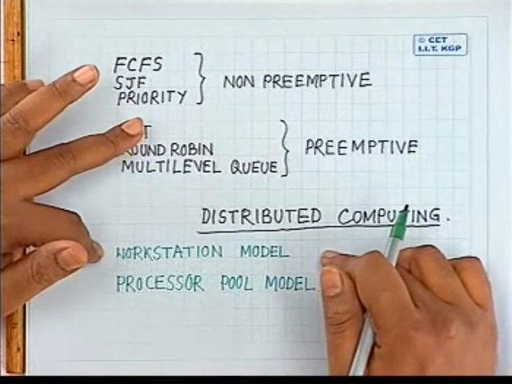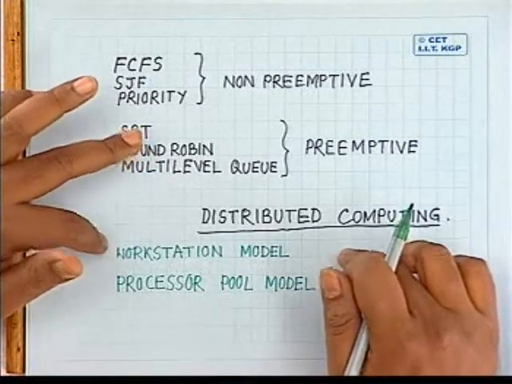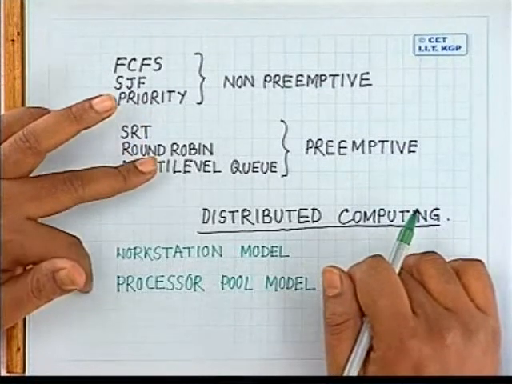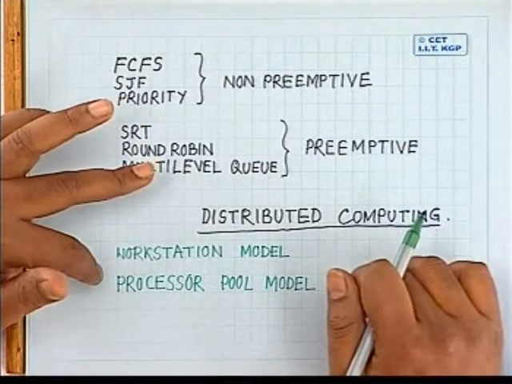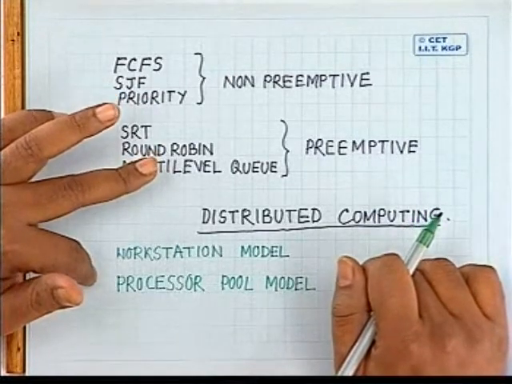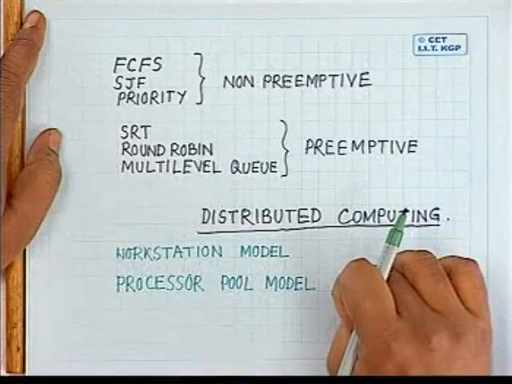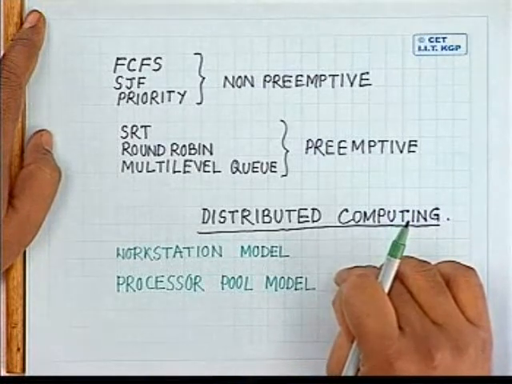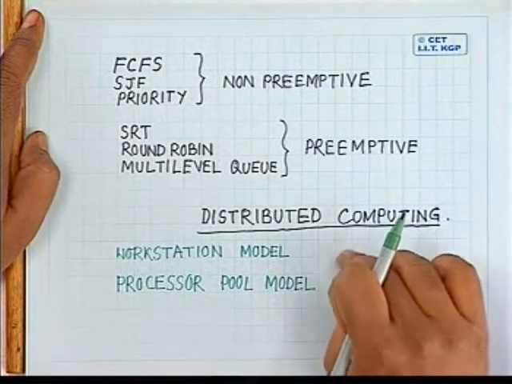In the workstation model, every user computer has the processing power. In the processor pool model, the terminal given to the user does not have any processing power. The processing power is at a central place where I have a high-end server having multiple processors. So naturally, for these two types of models, the approach that you have to take for proper sharing of the CPUs has to be different.